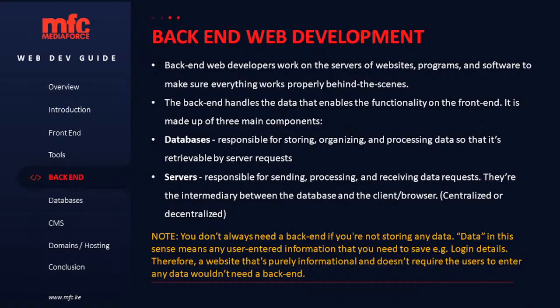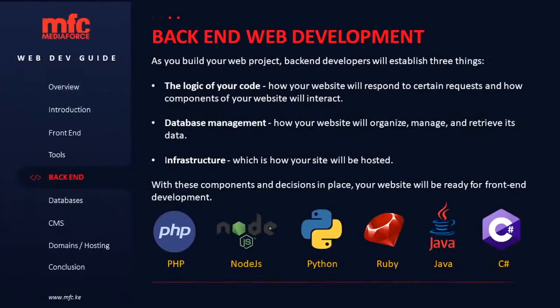As you'll be building your web project, there are three major things you need to establish: the logic, the database management, and the infrastructure. The logic is just how your website will respond to given requests, or how the components on your website will interact. There's no one particular way of coming up with the logic for a web application.